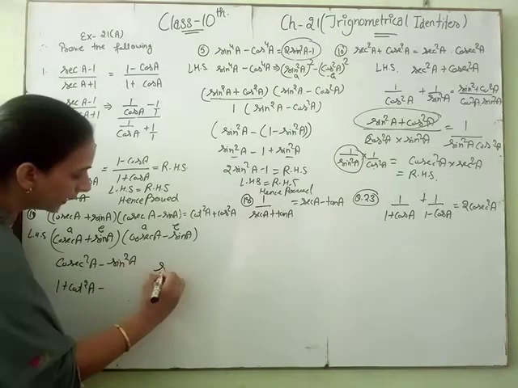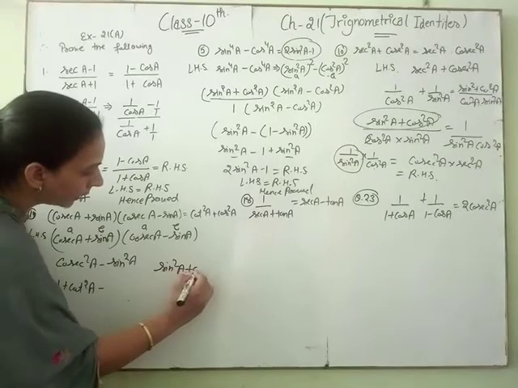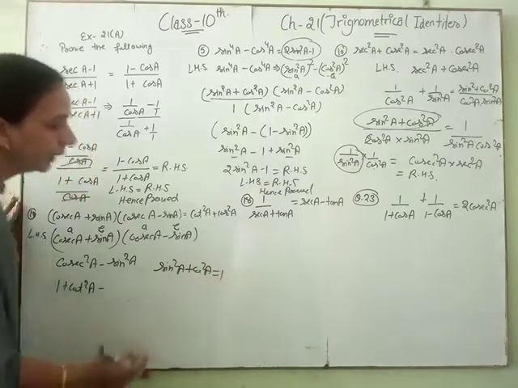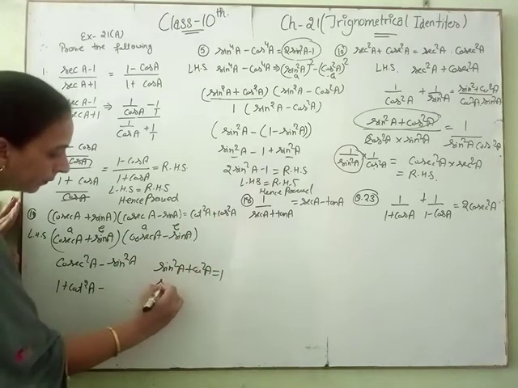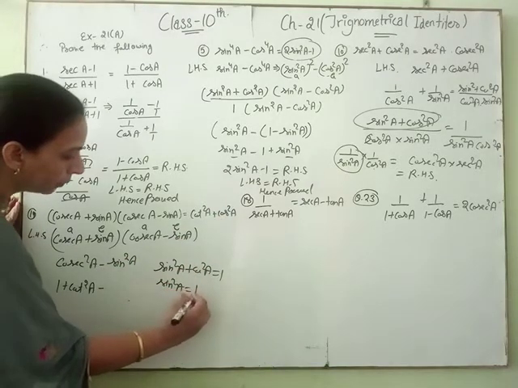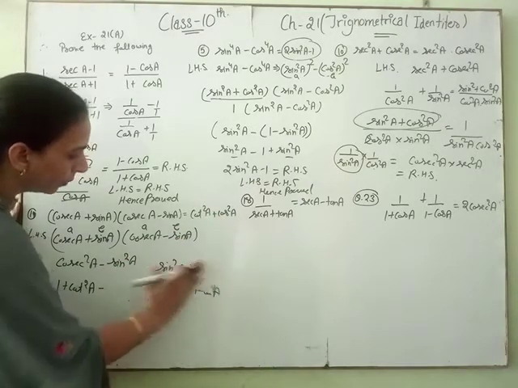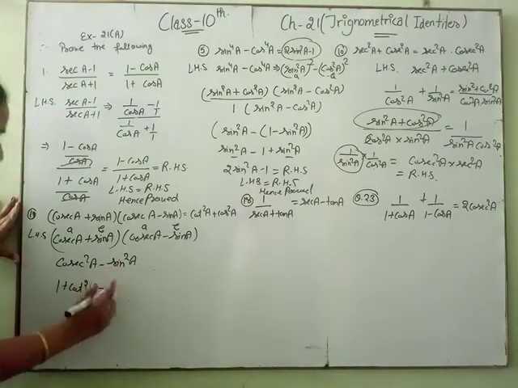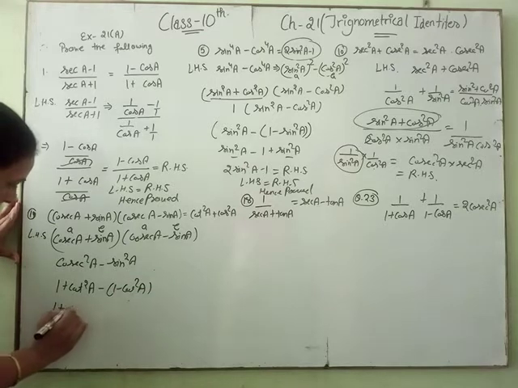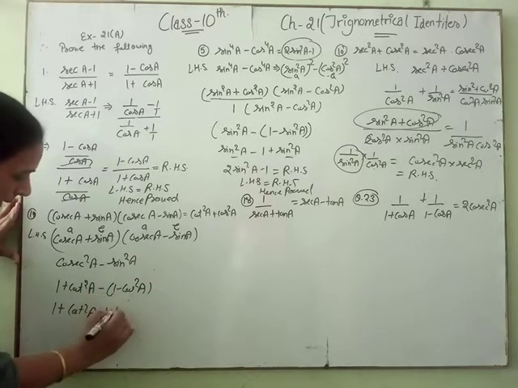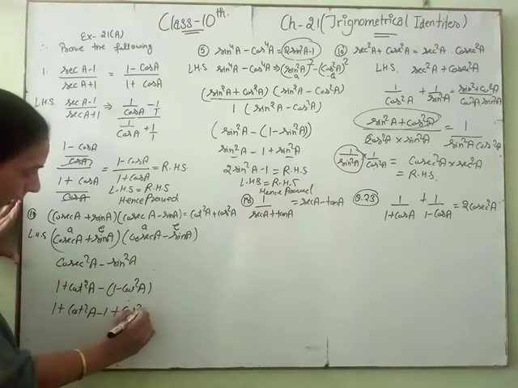We know that sine square A plus cos square A equal to 1. We find in form of cos. Then we find the value of sine square equal to 1 minus cos square. Okay. Then we put in place of sine square A, 1 minus cos square A. 1 plus cot square A minus (1 minus cos square A).